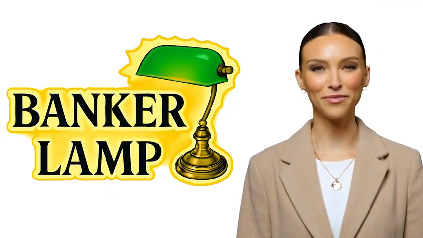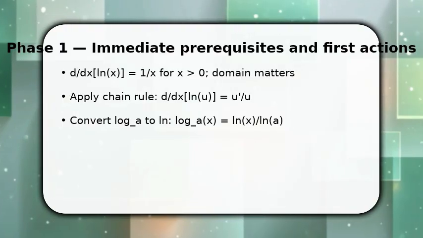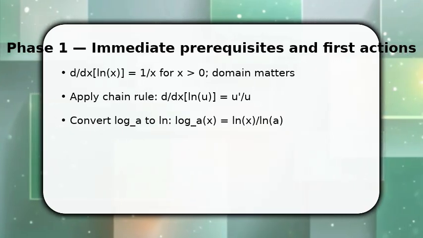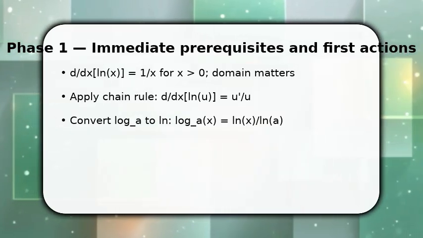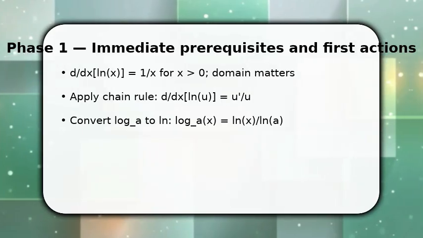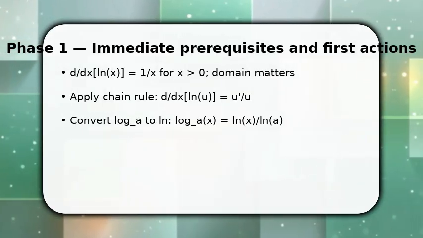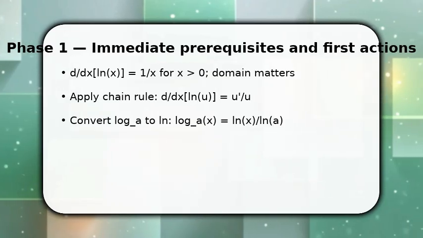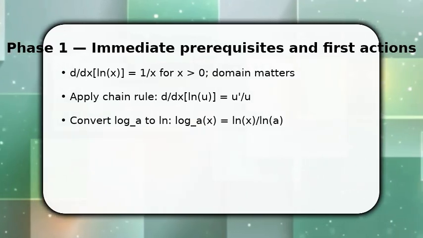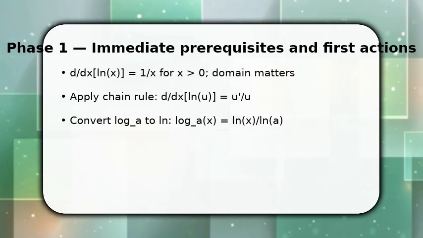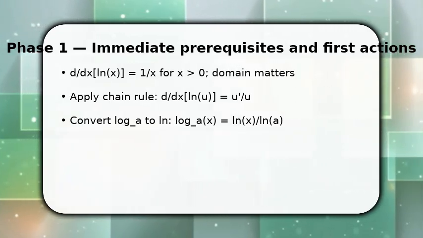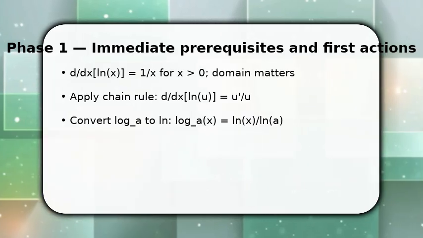Please enjoy the video. You begin by recognizing the core rule. The derivative of ln x is 1/x because ln is the inverse of the exponential. Once you have a composite, apply the chain rule. Compute u, then divide by u. Make sure to convert any log base into ln x / ln a first because that constant 1/ln a carries through.